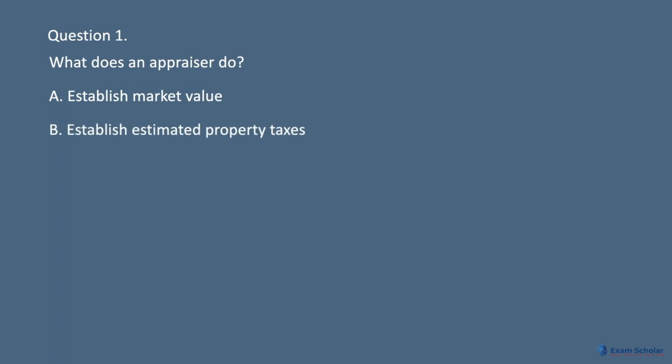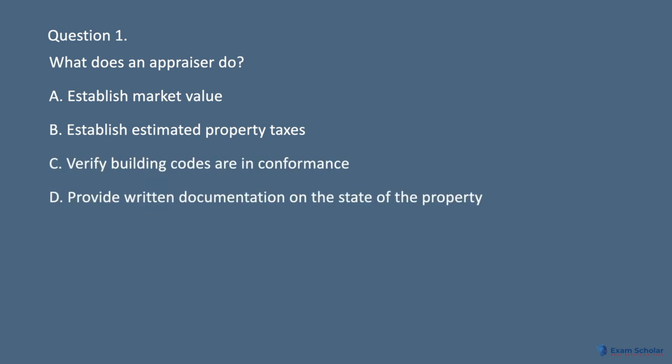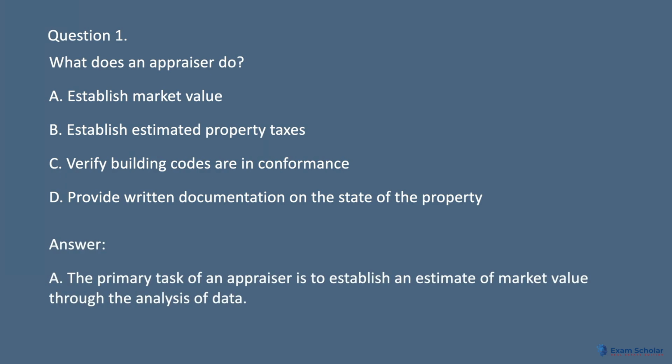Question 1. What does an appraiser do? A. Establish market value. B. Establish estimated property taxes. C. Verify building codes are in conformance. D. Provide written documentation on the state of the property. Answer: A. The primary task of an appraiser is to establish an estimate of market value through the analysis of data.